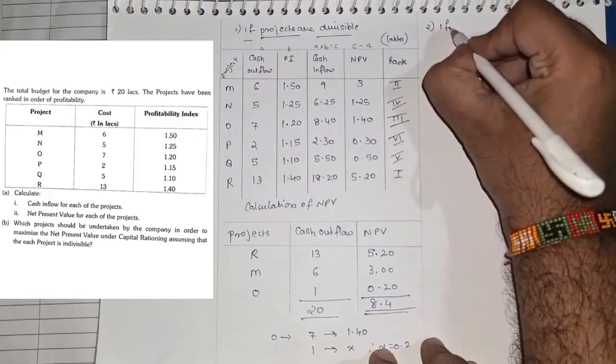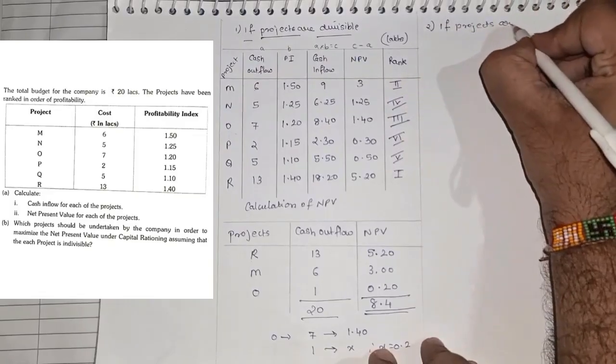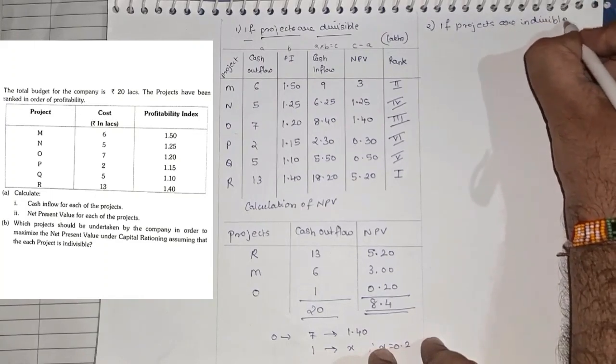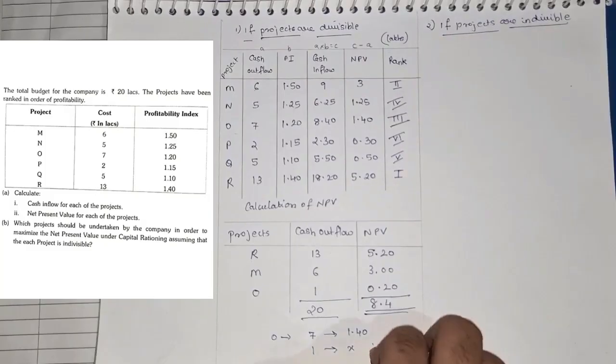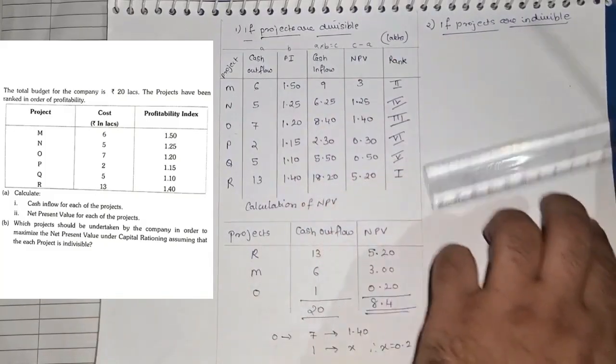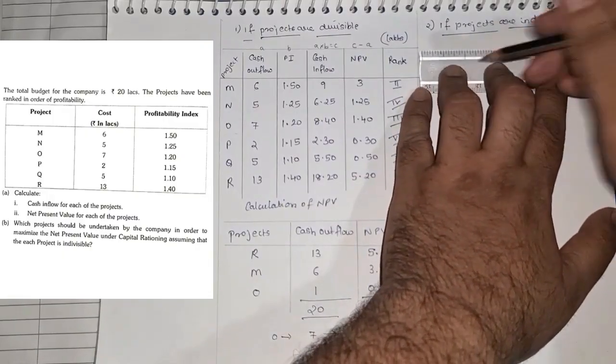What if projects are indivisible? Let us see now how to solve that. If the projects are indivisible, how to solve it? Again our columns will be calculation of NPV based. As in the second table, we'll have similar columns.